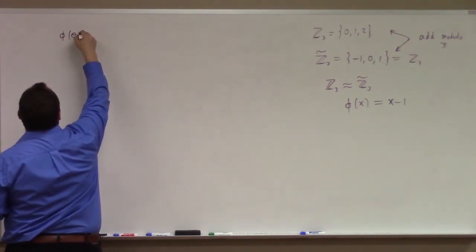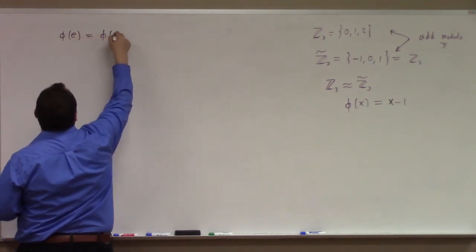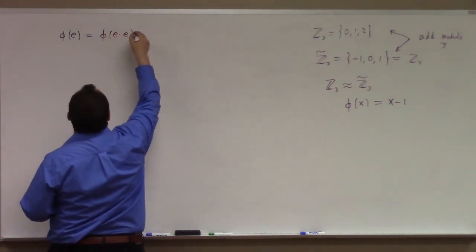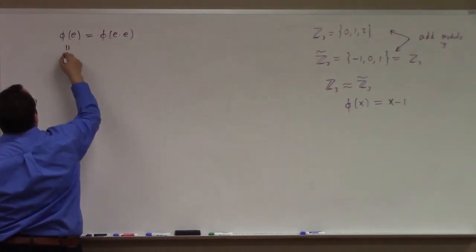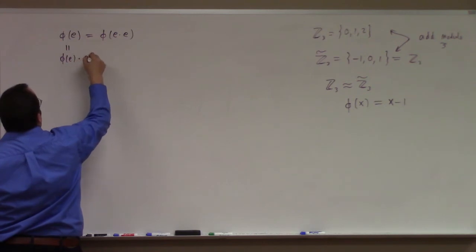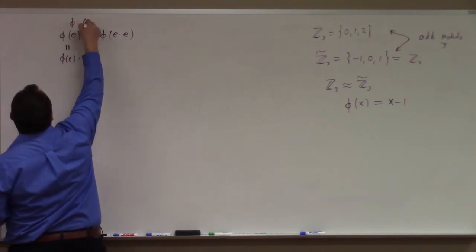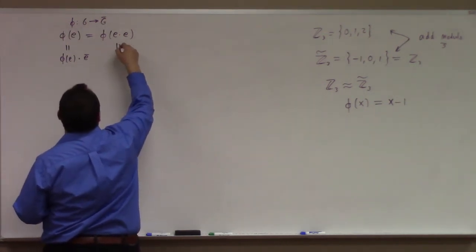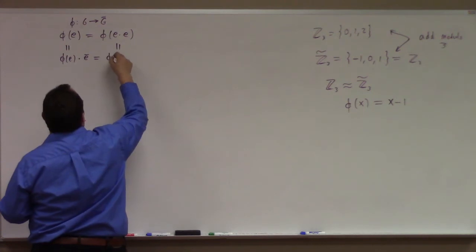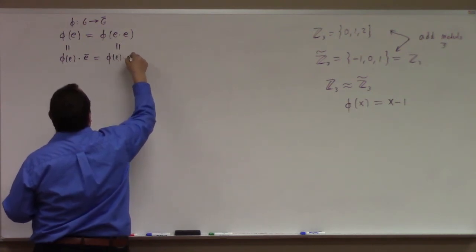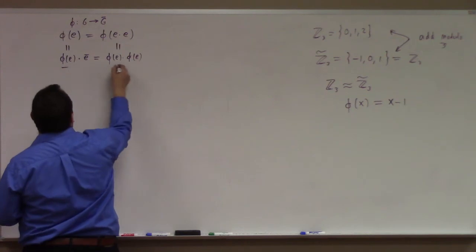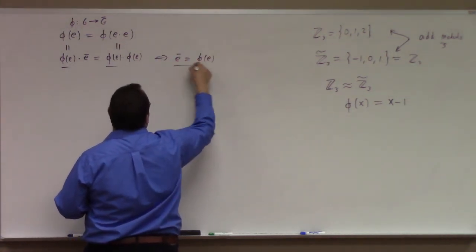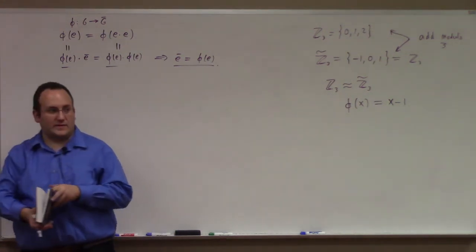Because we have phi of E is phi of E times E, right? But this is also equal to phi of E times the other E, all right? Suppose phi is going from G to G bar for the sake of discussion. But this, if you allow me this square of jibber jabber, and then by cancellation, we get E bar is equal to phi of E. So yeah, the identity has to map to the identity.